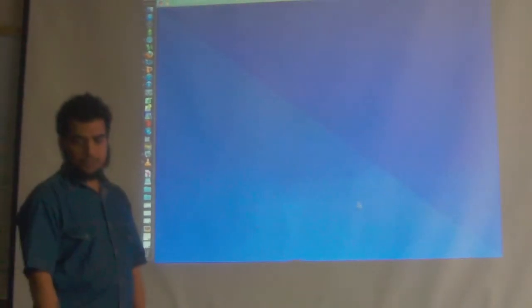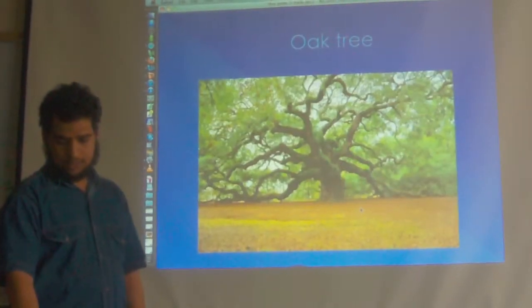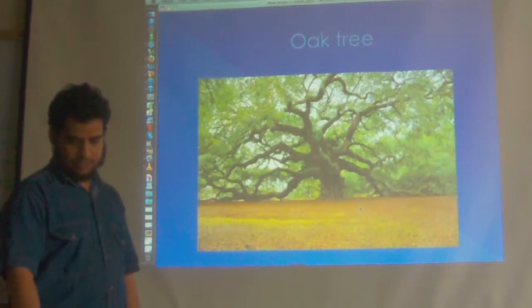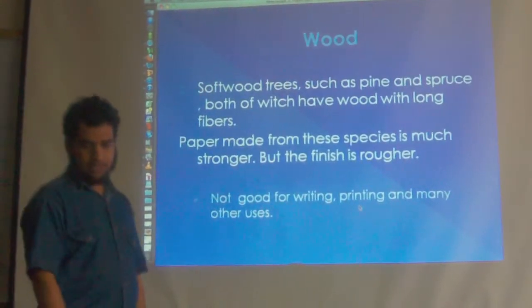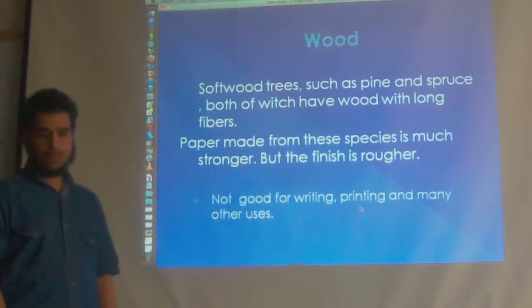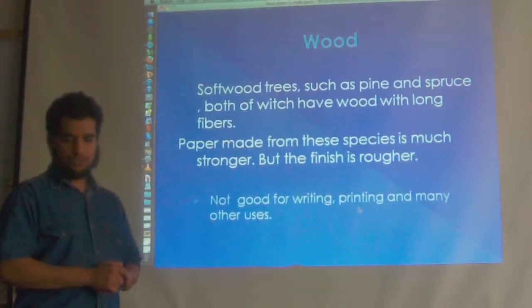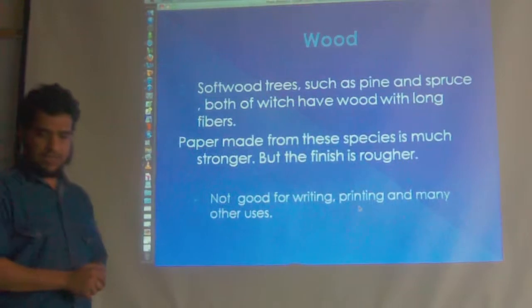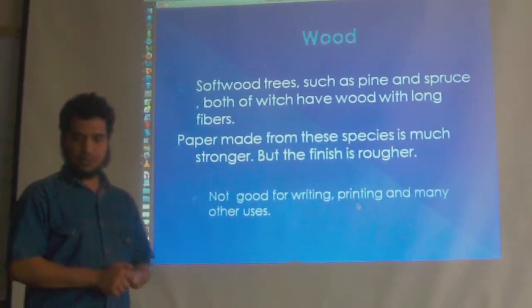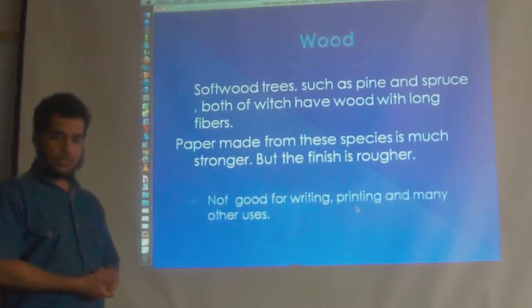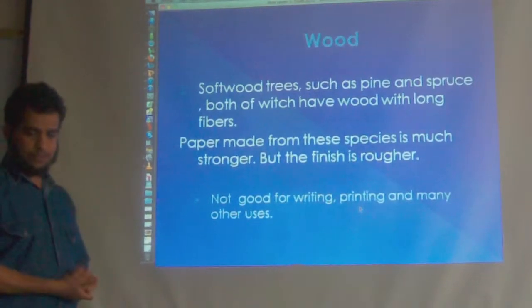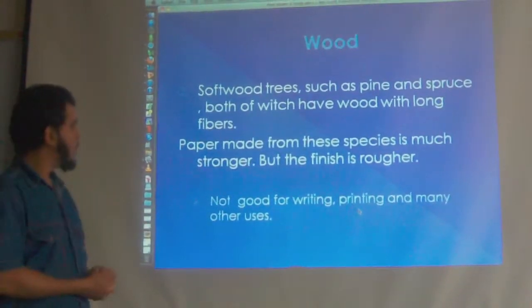This is the picture of a maple tree. The second type of wood is called softwood trees, such as pine and spruce, and both of which have wood with long fibers.